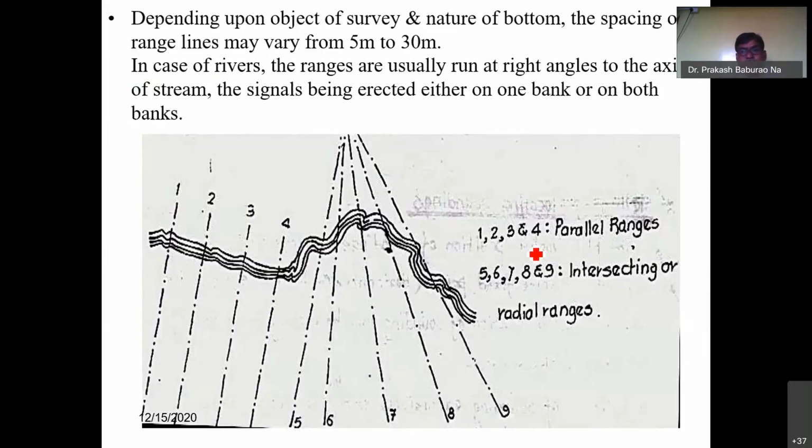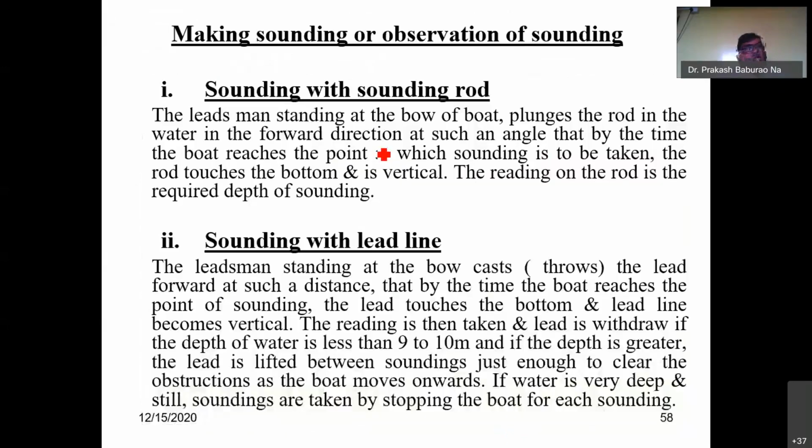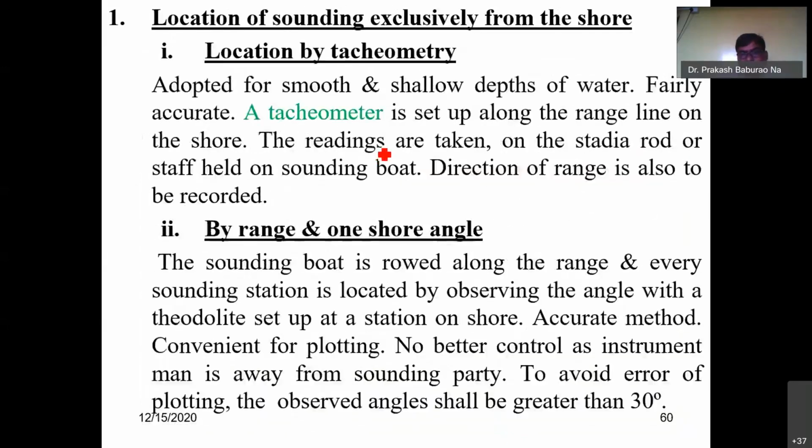So this is now the actual point. You have to look, these 1, 2, 3, 4 are the range lines. Then if that is not possible, you have to go with the range lines number 5, 6, 7, 8, 9 from a single point, and your activities.